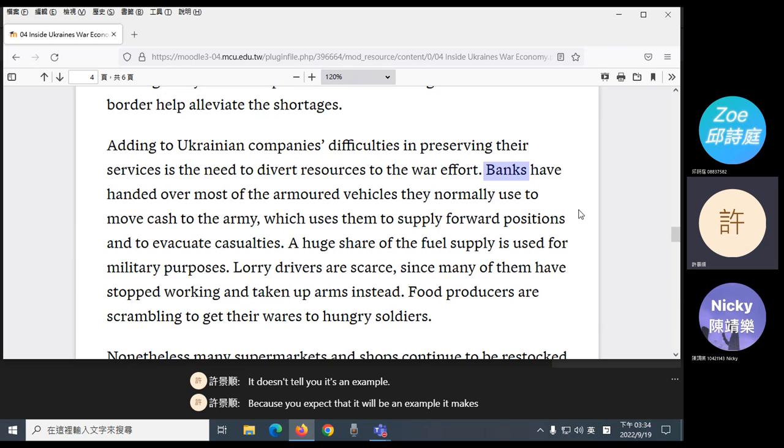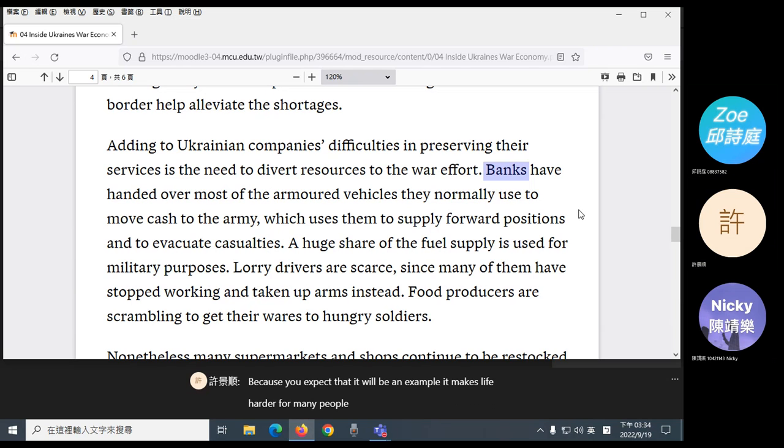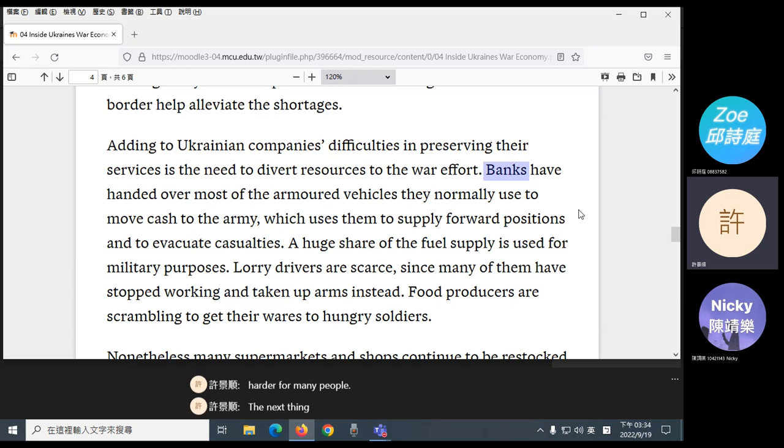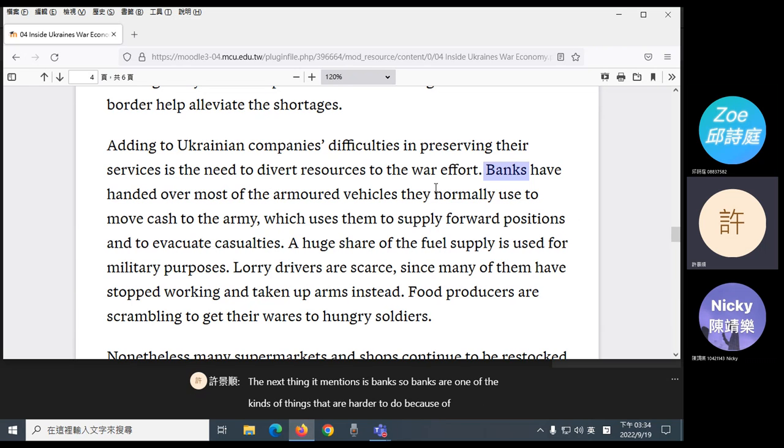It makes life harder for many people. The next thing it mentions is banks. So banks are one of the kinds of things that are harder to do because of the war. And it explains why, right? Their armored vehicles are given to the army. The next one is fuel, also another example. The third example, truck drivers.